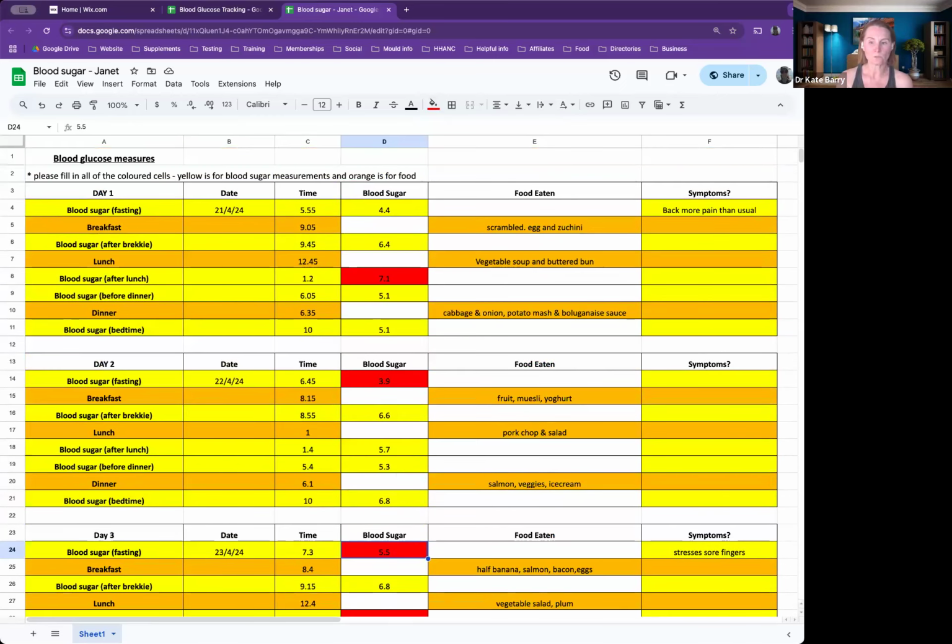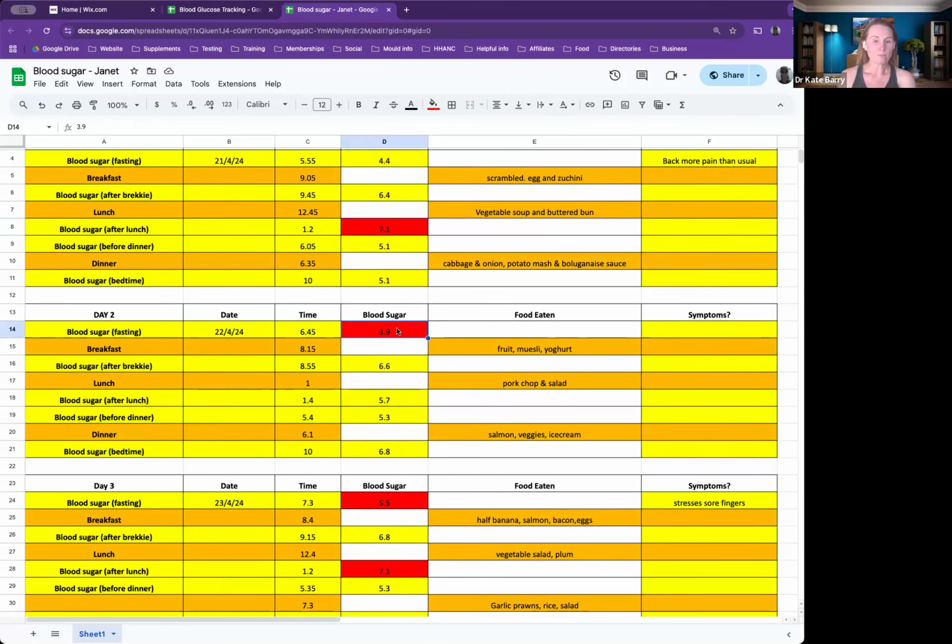So what we then do is we go in and have a look at what was eaten prior to those spikes. Okay, so the first one was vegetable soup and a buttered bun. Now, because she doesn't tell me here what's in the vegetable soup, I have to assume that it's the buttered bun, and particularly the bun, right? So bread has a tendency to spike blood glucose, particularly white bread. And so that's what I would be assuming here is causing this spike.